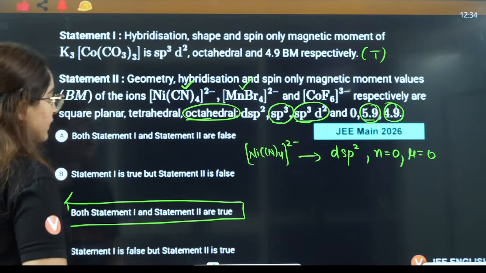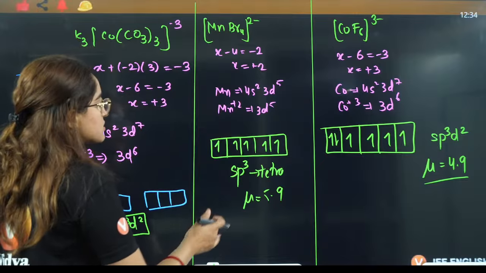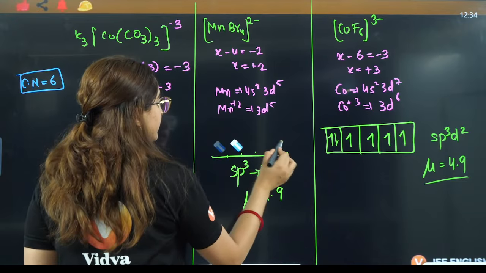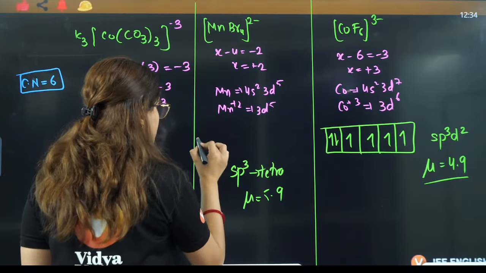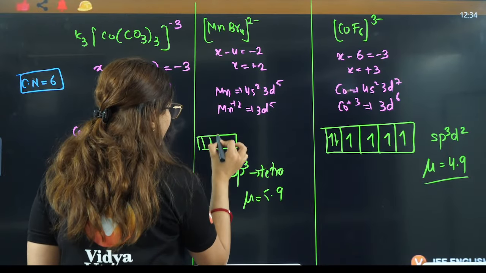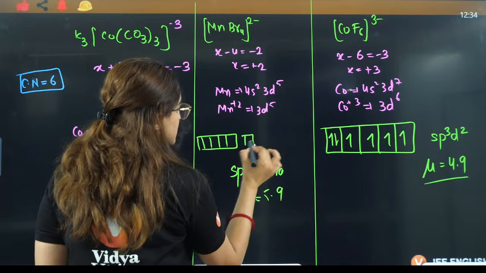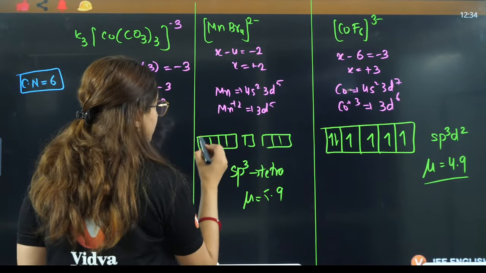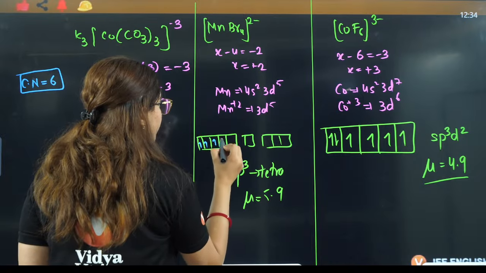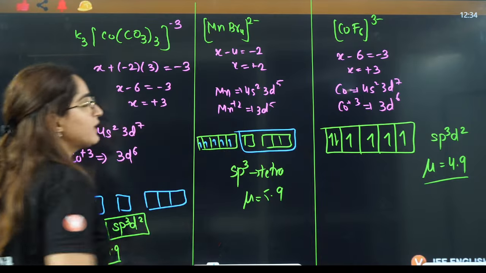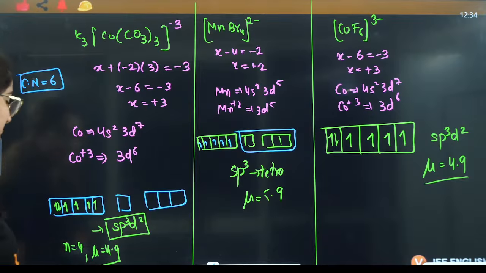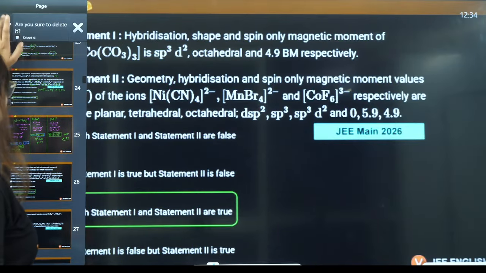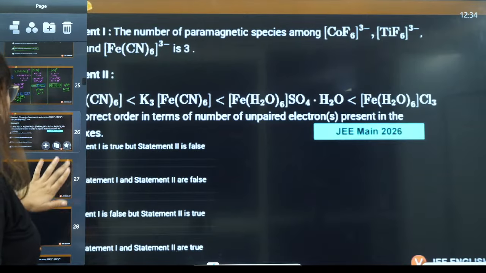How sp3, ma'am? Oh, you want me to draw it? Beta, how much practice? Very less practice? This is s, this is p, 4 coordination state, 1, 2, 3, 4, 5. You are left with sp3 here. Practice more.